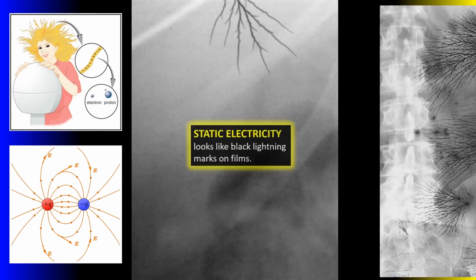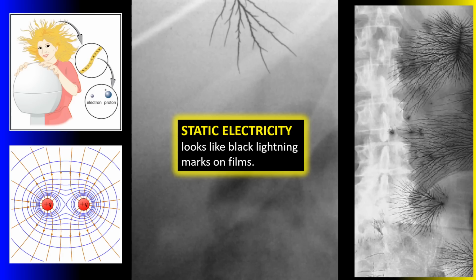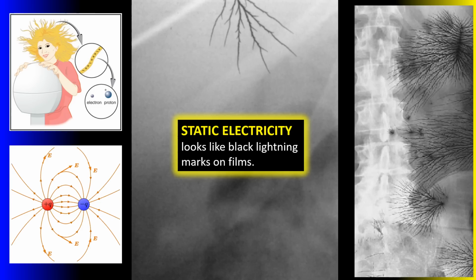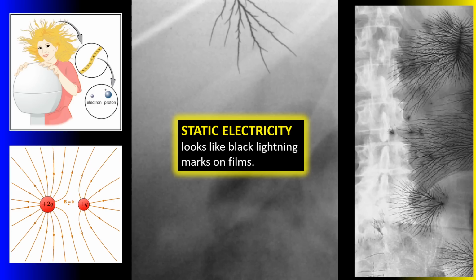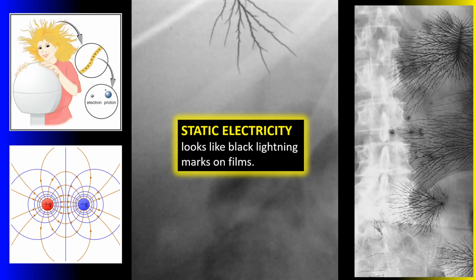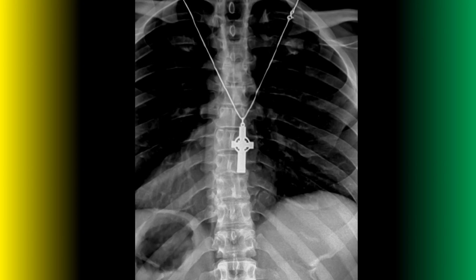Here's what looks like black lightning on the upper portion of this image, and this represents static electricity. And this type of artifact, which can be seen with plain film radiography, not with digital, does look like black lightning when static electricity is involved in the processing of the images. Here are a few examples of clothing artifacts on X-ray.